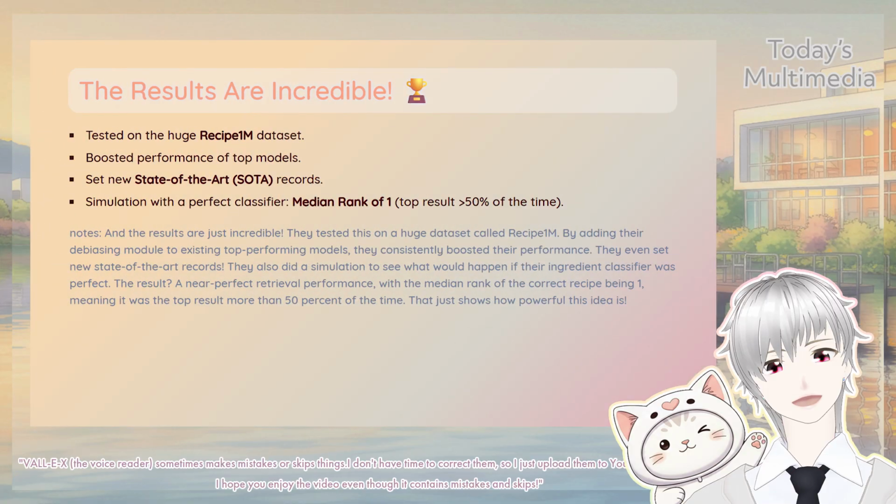And the results are just incredible. They tested this on a huge dataset called Recipe1M. By adding their debiasing module to existing top-performing models, they consistently boosted their performance. They even set new state-of-the-art records. They also did a simulation to see what would happen if their ingredient classifier was perfect. The result? A near-perfect retrieval performance, with the median rank of the correct recipe being 1, meaning it was the top result more than 50% of the time. That just shows how powerful this idea is.